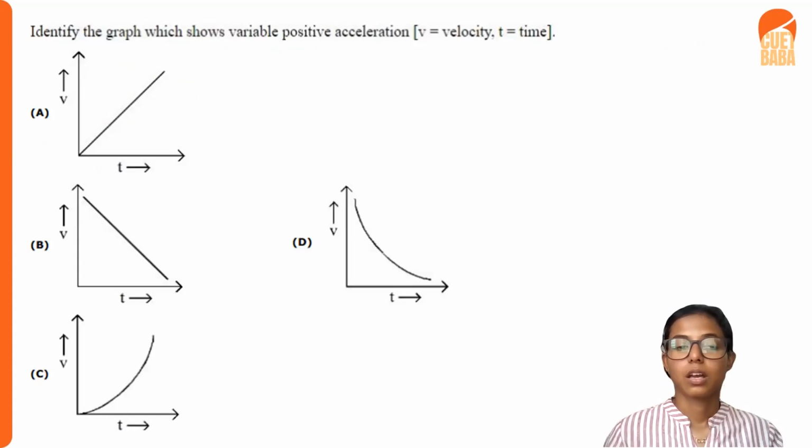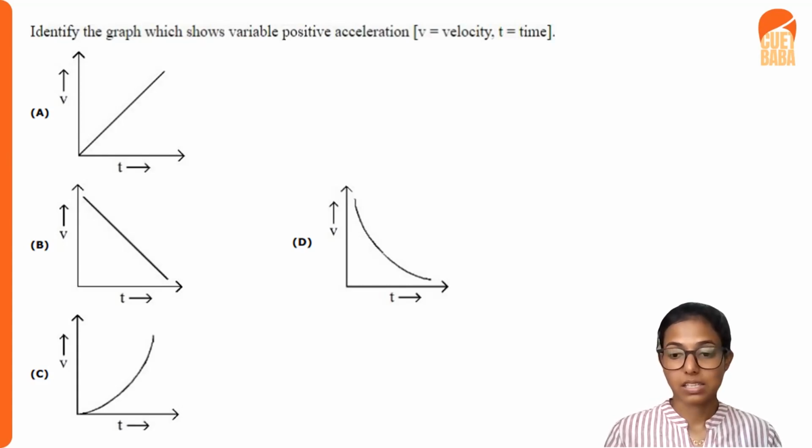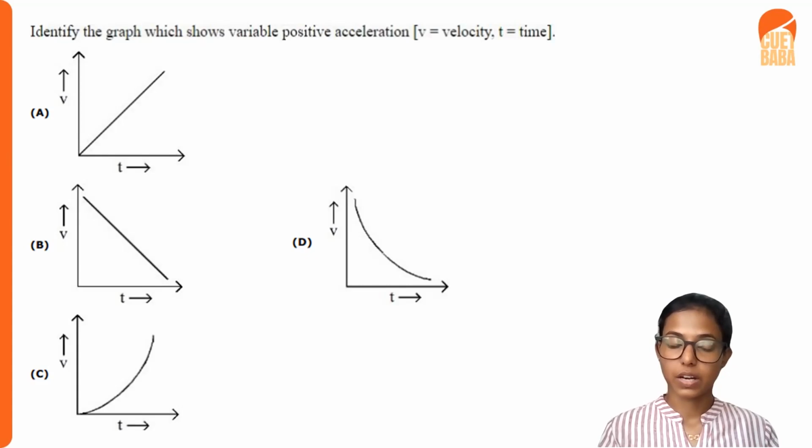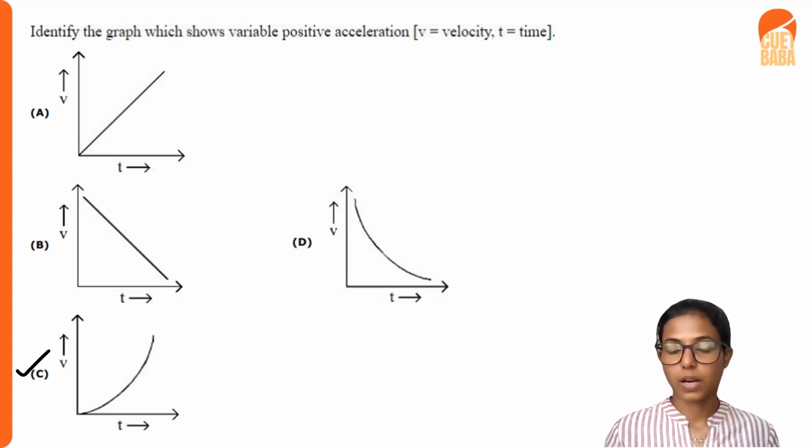Next question. It is generally a physics-based question. Identify the graph which shows variable positive acceleration. The four graphs are given here. We want to see which will be the graph that is showing positive acceleration. So here we can see the first graph. The particle is moving with uniform velocity. They do not have a constant velocity, but the velocity is changing uniformly. So there will be no acceleration here.